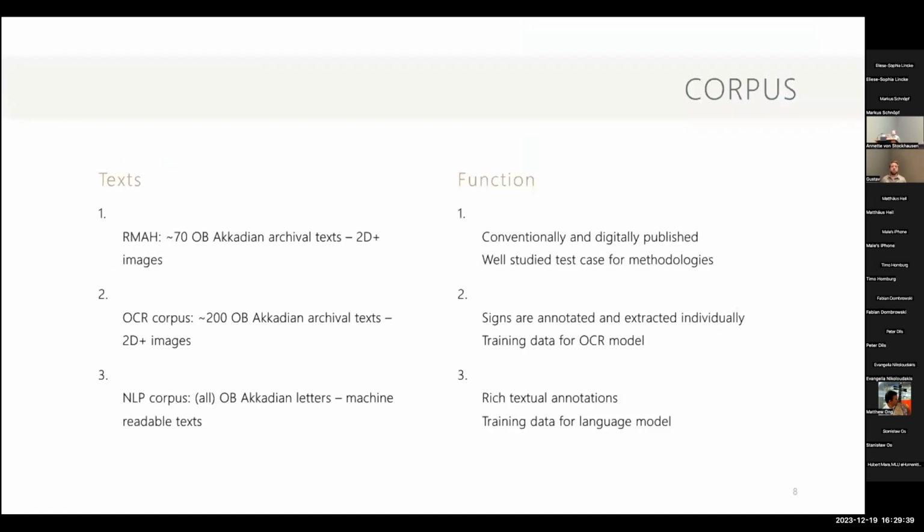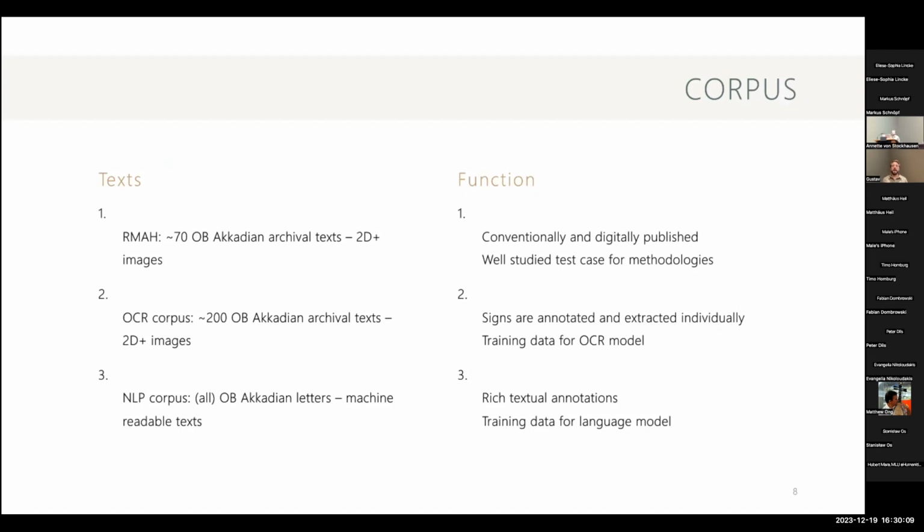We have three main corpora. We have tablets from the Royal Museums of Art and History, just the MRAH abbreviation. Here we have around 70 Old Babylonian Akkadian archival texts. They have been 2D plus imaged, and I'll come back to what 2D plus means. These will be conventionally published, so in journals, but they will also be digitally published. This is the IIIF part, to share them widely.